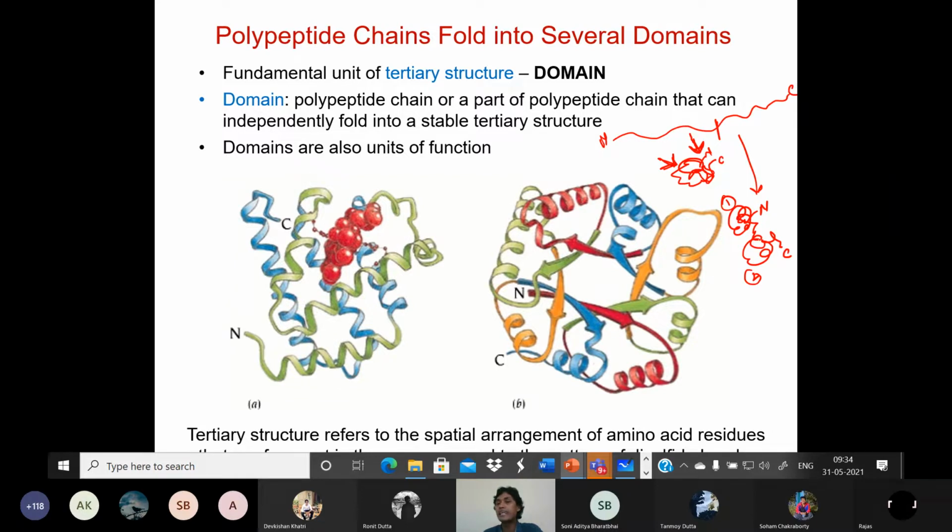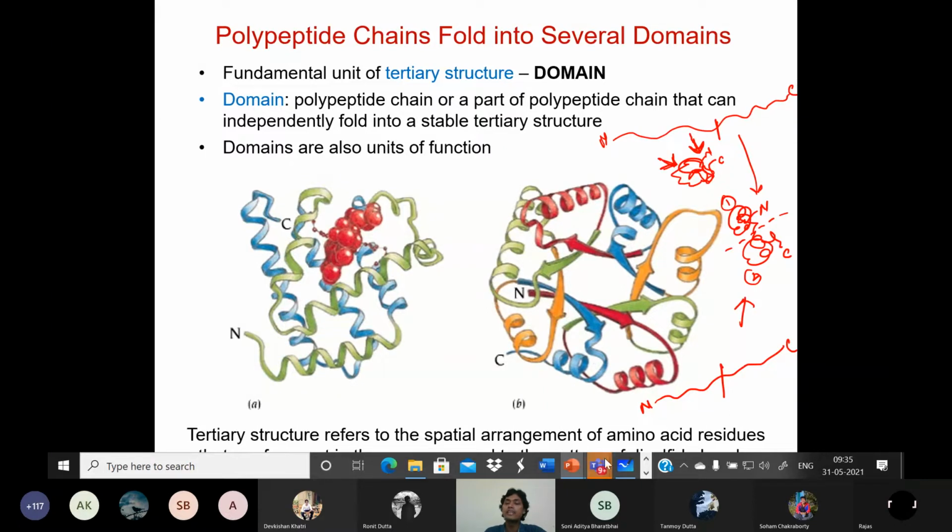But in the next case, if you have this N terminus and C terminus of the polypeptide chain, since you have 2 domains, you can cut the protein here. If you cut this protein, it will still fall into 2 individual segments. So some proteins contain independent units, fully folded units, and those are called domains. And domains are also units of function.